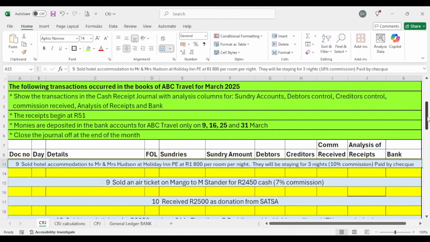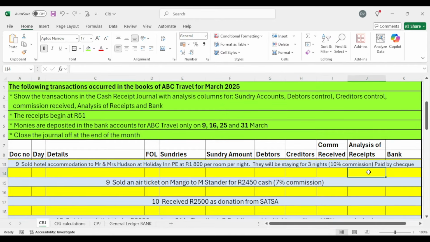Sold hotel accommodation to Mr. and Mrs. Hudson at the Holiday Inn in Port Elizabeth. It's 1,800 Rand per room per night. They will be staying for 3 nights. It includes 10% commission and they paid by check. Right, so again, we don't have the full amount yet that we want to put under analysis of receipts. We have to do the calculations.